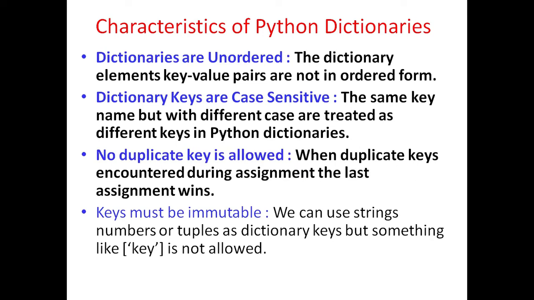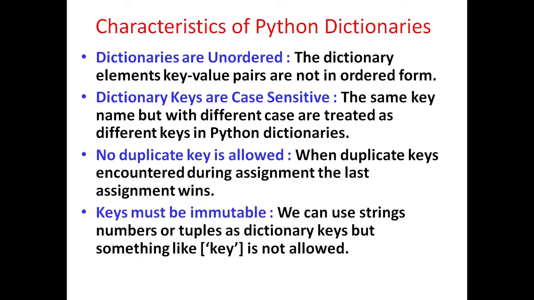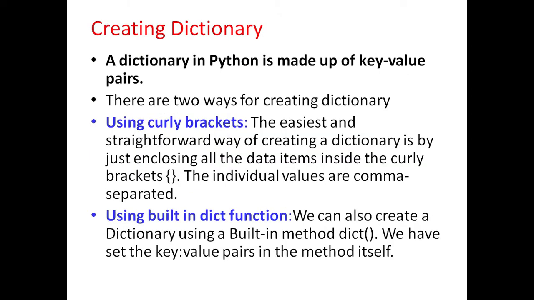No duplicate key is allowed. When duplicate keys are encountered in a dictionary, the last key is used to display. Keys must be immutable. That is, we can use strings, numbers or tuples as dictionary keys, but something like a list as a key is not allowed. A Python dictionary is made up of key and value pairs.